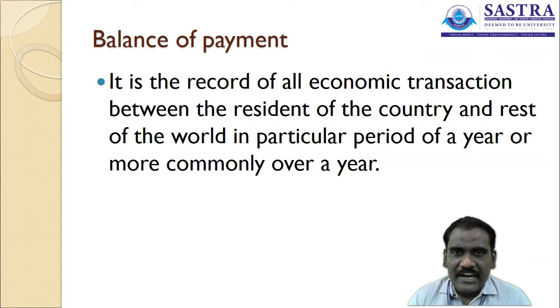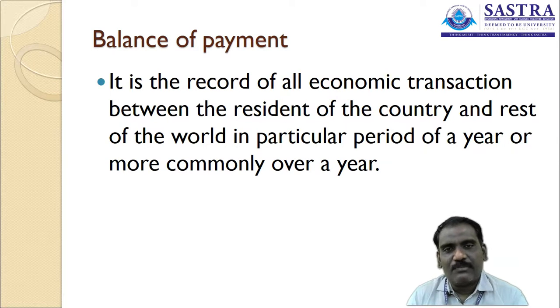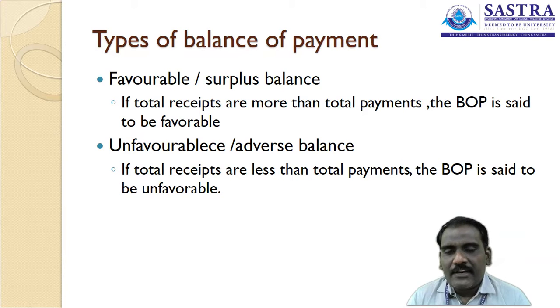So the balance of trade is purely concerned with physical goods; only exporting and importing of goods is considered. Whereas the balance of payment considers exporting and importing of goods and services along with capital remittances. It is calculated on a periodical, year-on-year basis, and there are two types of balance of payment. The first is a favorable or surplus balance. The second is an unfavorable or adverse balance.